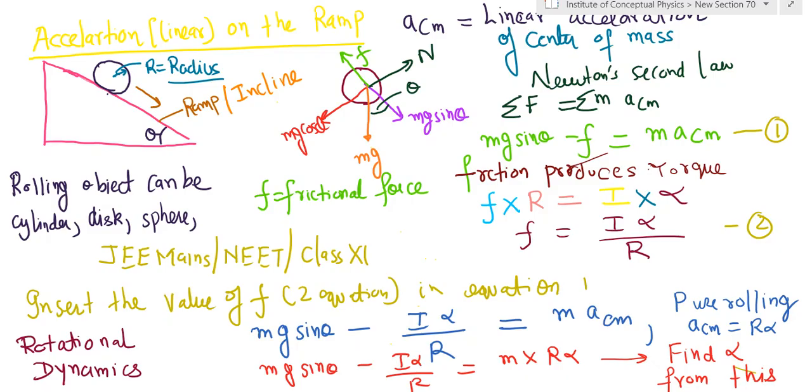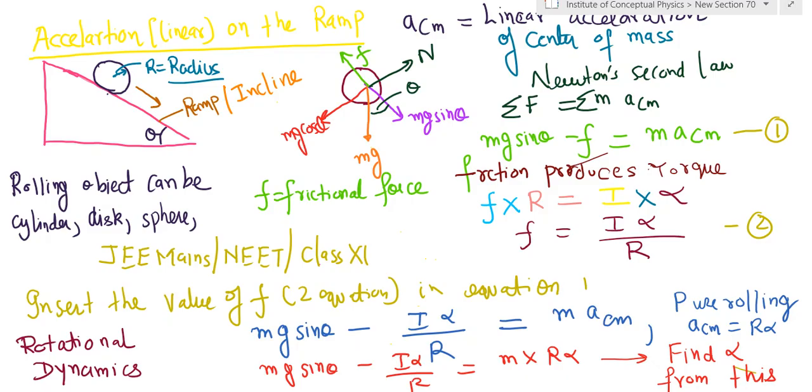So, frictional force multiplied by the radius, which is the force arm, tells us the amount of torque generated by this frictional force, and it is equal to I into alpha, where alpha is the angular acceleration. So you had equation number 1, which is Newton's second law, and the second equation is the one that deals with the torque.